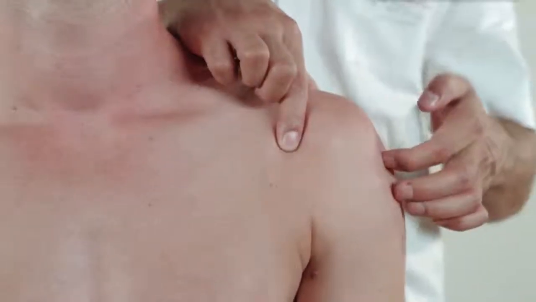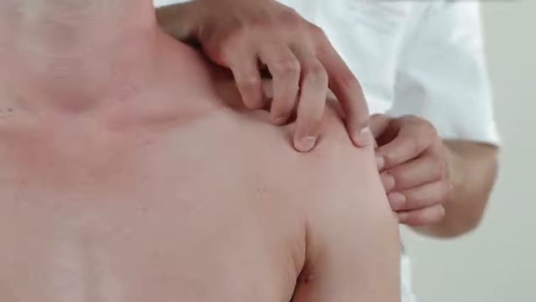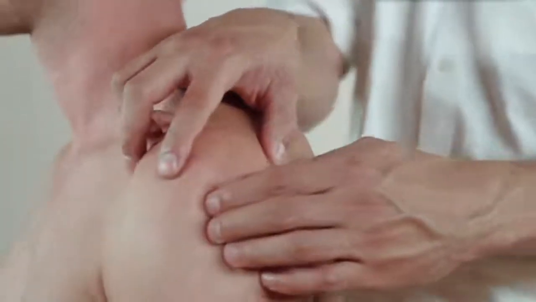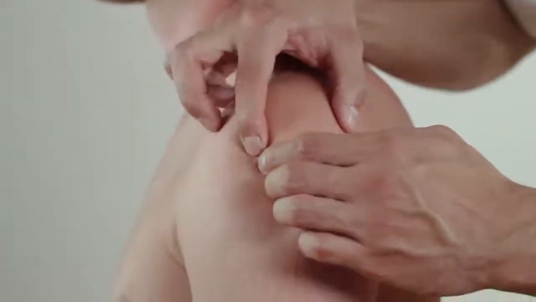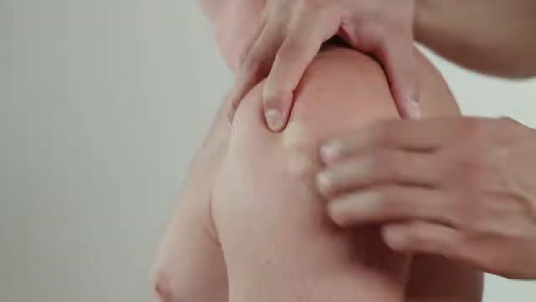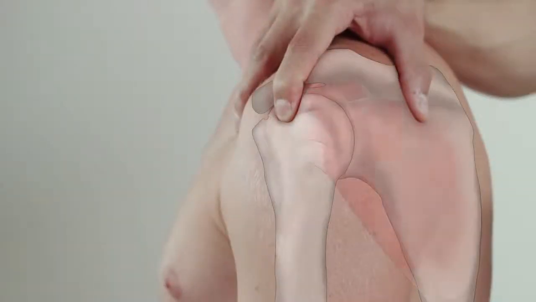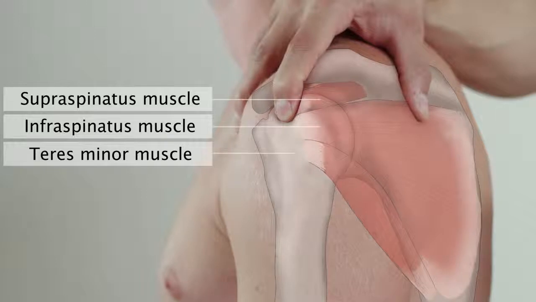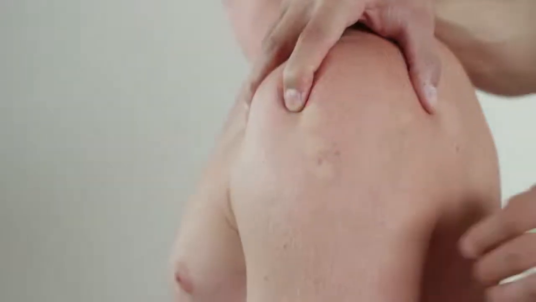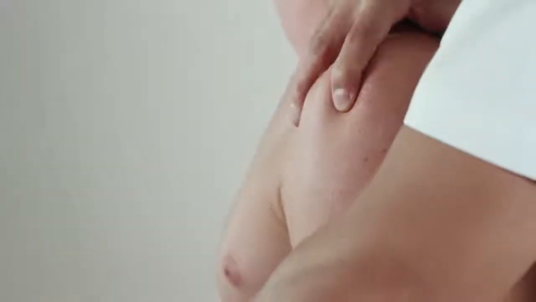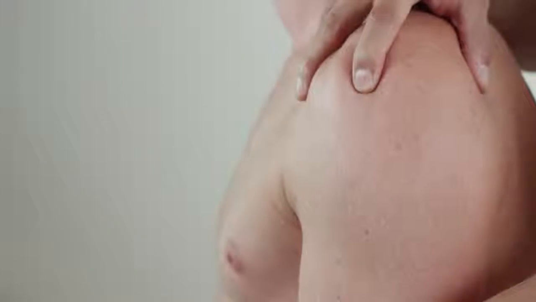Proceeding from this point, palpate the greater tubercle. Tenderness in this area may indicate pathology of the rotator cuff muscles inserted here, which include the supraspinatus, the infraspinatus, and the teres minor. The greater tubercle can be felt by slowly rotating the upper arm in and out.